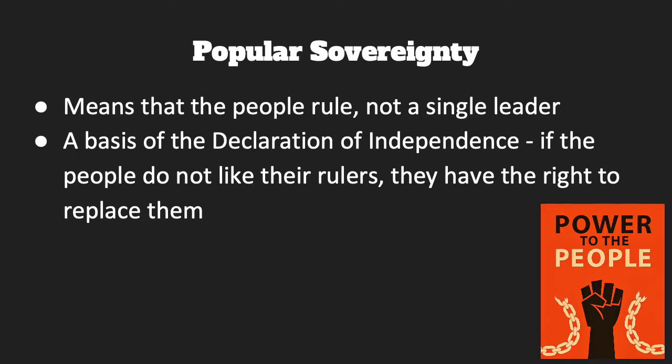So the first principle is the idea of popular sovereignty, and that just basically means that the people rule. We are not ruled by a king or a dictator or any other individual or small group of people. The power is derived directly from the people, and this idea is enshrined in the Declaration of Independence. That idea that was relevant in that period, and perhaps others, is that if people do not like their rulers, then they have the right to replace them.